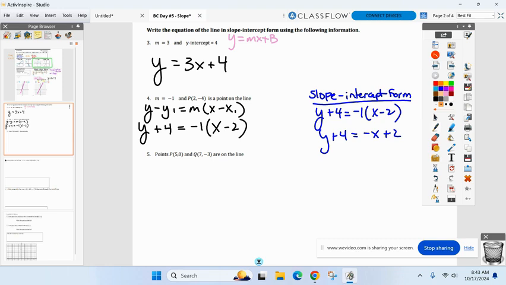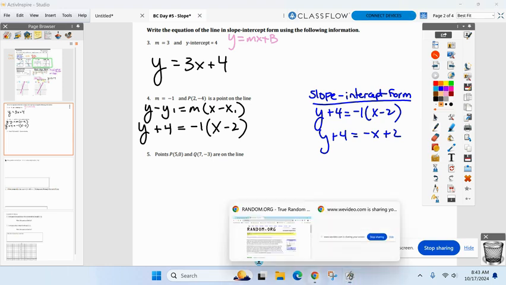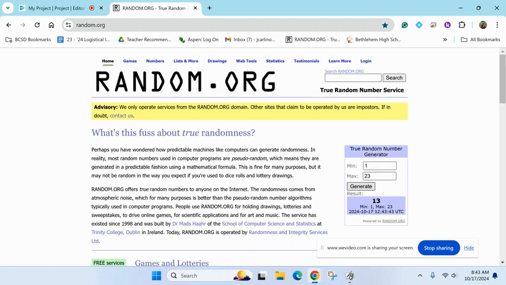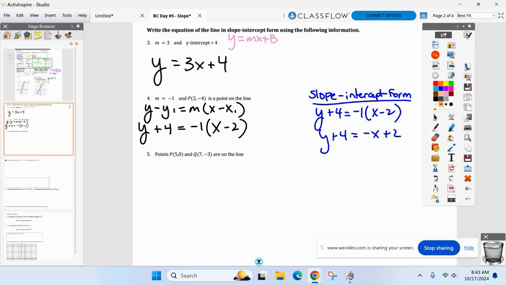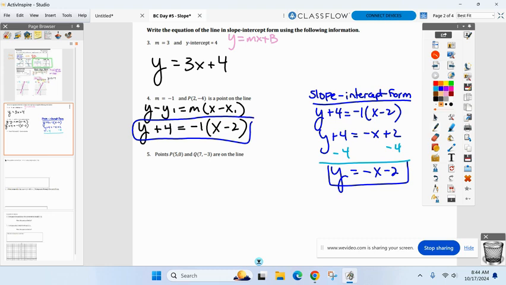So there's one more thing we have to do here. What do I still have to do? Get y over. Yep. How? So -4 on both sides. You got it. There you go. There's slope intercept. There's point slope form. Just in case you're asked to do it in slope intercept, you know how to do it. Take your point slope and clean it up.